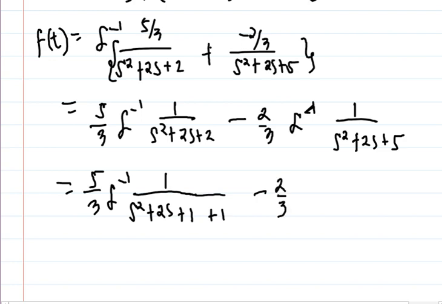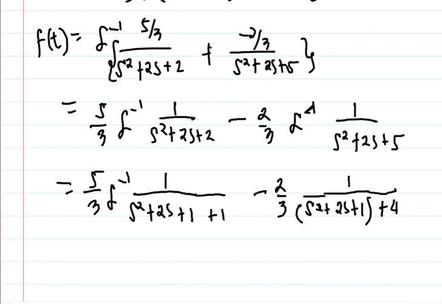Then we have s squared plus 2s plus 1. So we have plus, since 5, this is equal to 4. Okay, so this is equal to 1 sa babaw.